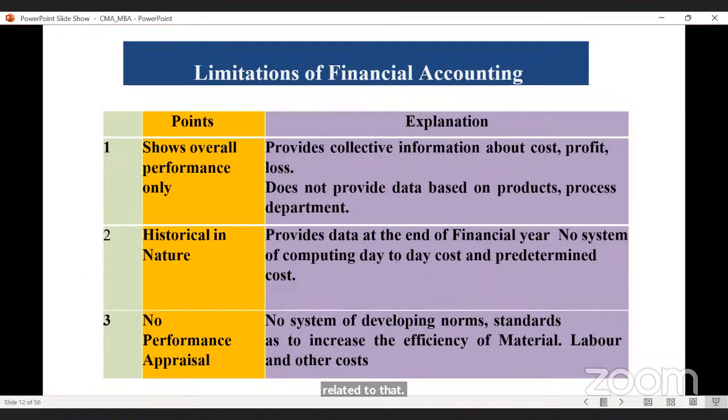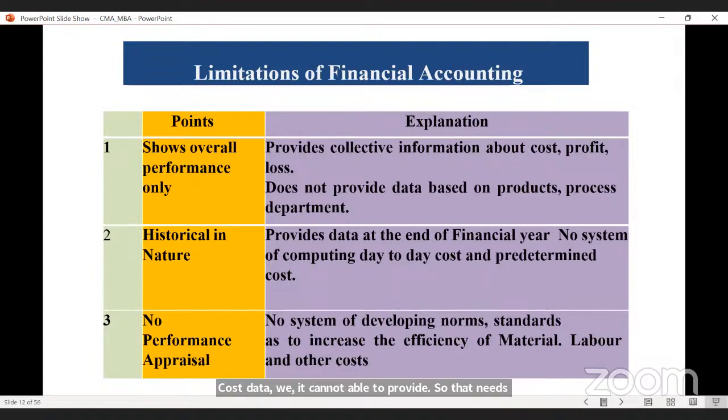Please remember, financial accounting is historical in nature. That means it is purely based on past data, past information. Whenever we are recording sales, that means the sales have already been made. Whenever we are recording assets, that means we have already acquired the asset. So it is historical in nature, based on past data. It provides data at the end of each financial year. There is no system of computing day-to-day cost and predetermined cost. Day-to-day cost data it cannot provide. So that is another limitation.